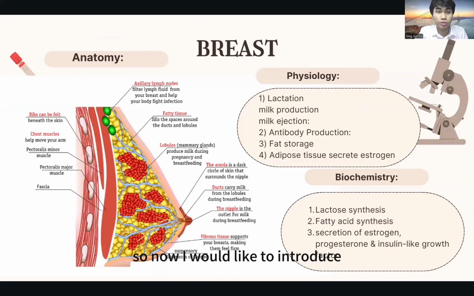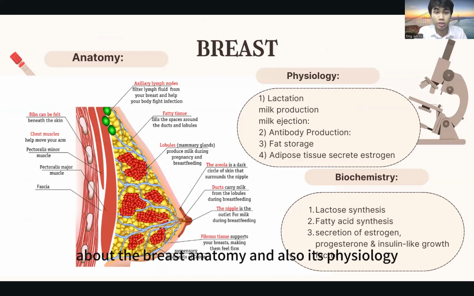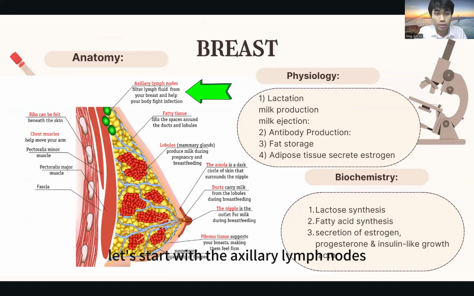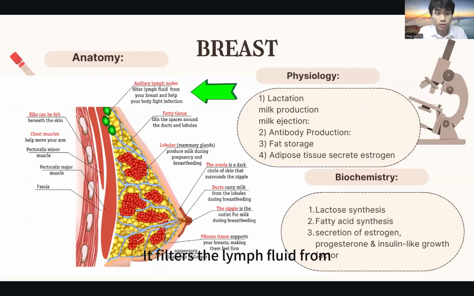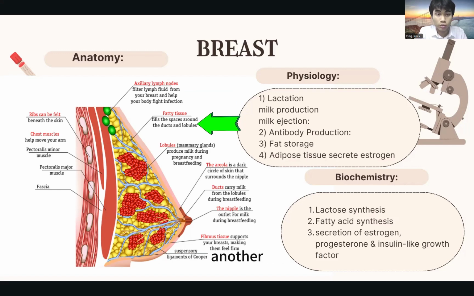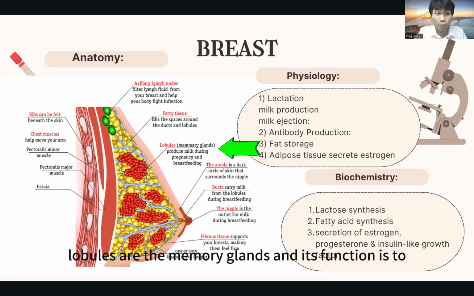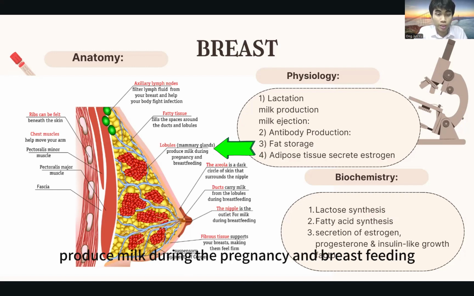Now I would like to introduce the breast anatomy and also its physiology. Let's start with the axillary lymph nodes. They filter the lymph fluid from the breast and also help our body to fight against infection or viruses. Another part of the breast is the fatty tissue. Our breasts are filled with fatty tissue, and its function is to fill the space around the ducts and the lobules. So what is a lobule? The lobules are the mammary glands, and their function is to produce milk during pregnancy and breastfeeding.